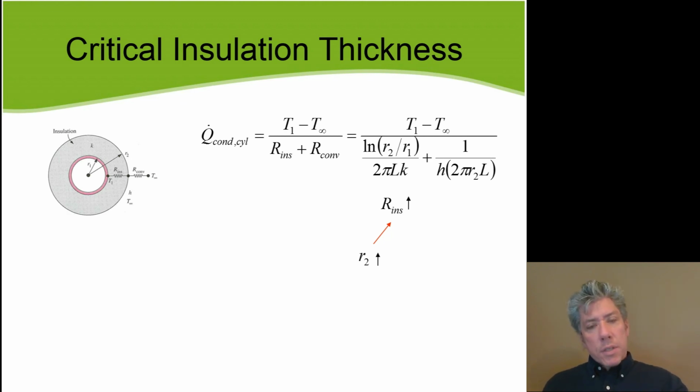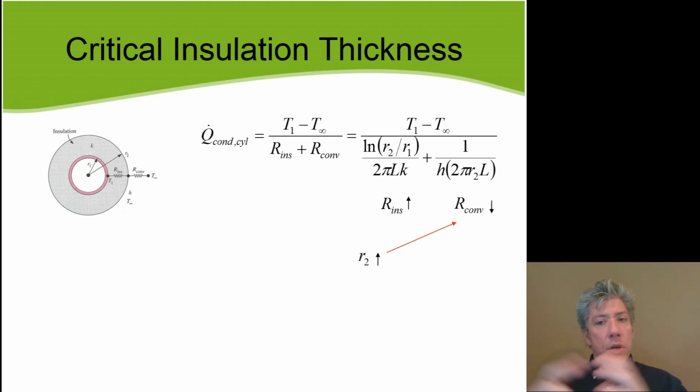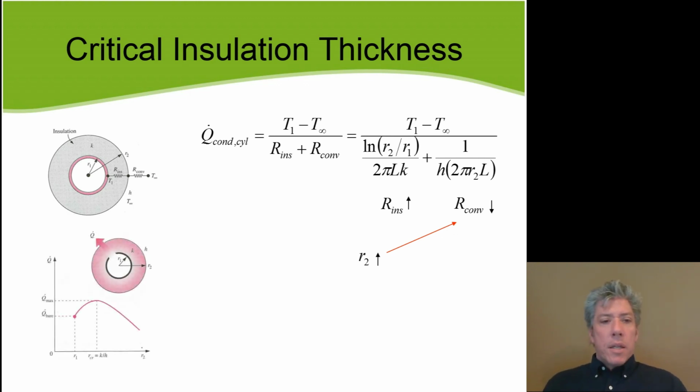But look at the second term, which is a 1 over HA term, where A is the area, and the area is 2 pi R2 L. Well, in that case, because that area is increasing, since R2 is increasing, the convective resistance goes down. And so you can actually plot the heat transfer rate as a function of R2, the outer radius of the insulation. And it turns out you do in fact reach a maximum, and then it starts to drop off again.